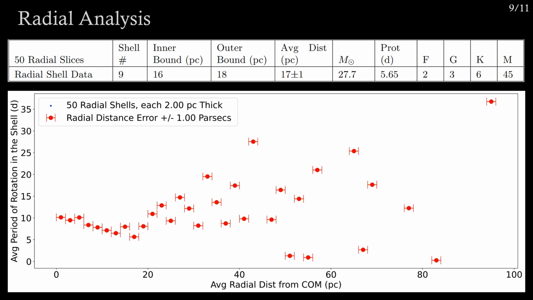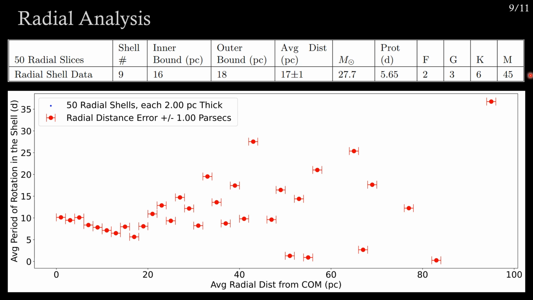And what I found was, on the ninth cube, so this is the ninth radial shell, there's a dip in the period of rotation at about 17 parsecs from the center of mass. I noticed that there's a pretty much linear drop in the rate of rotation from about 10 days per rotation to 5.65 days per rotation at 17 parsecs. That seemed pretty interesting, that there was this linear drop, and then it became pretty random after that.